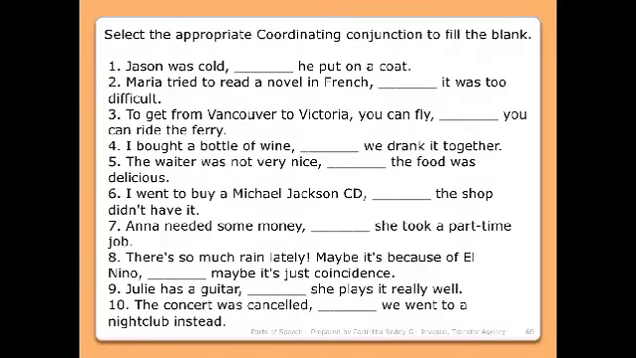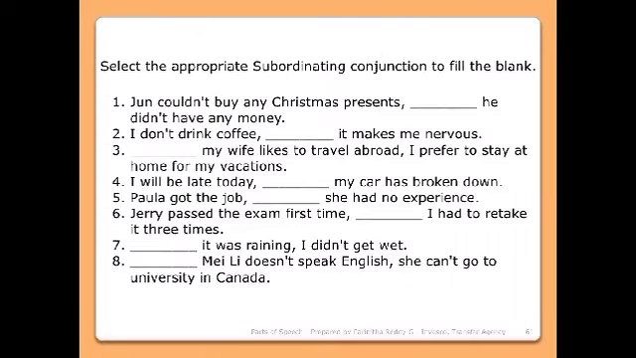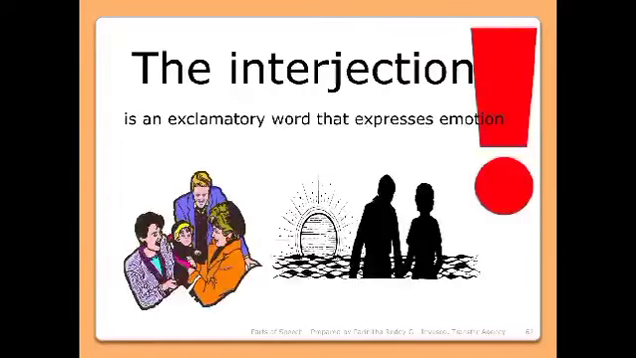Select the appropriate coordinating conjunction. Now you have studied there are the two types of conjunction, coordinating and subordinating. So here's an exercise to do. You will do that exercise as your activity.